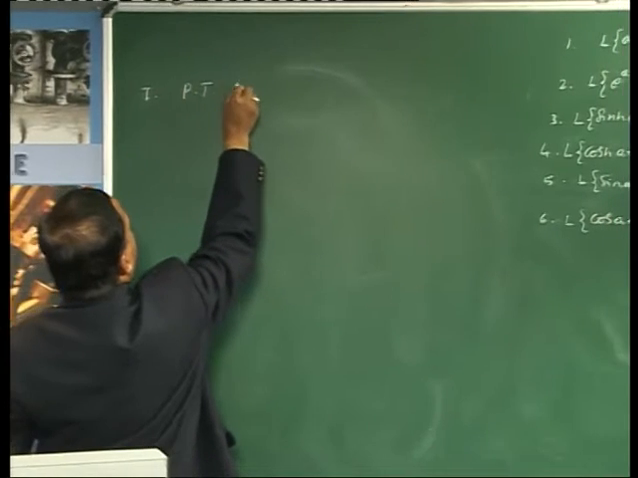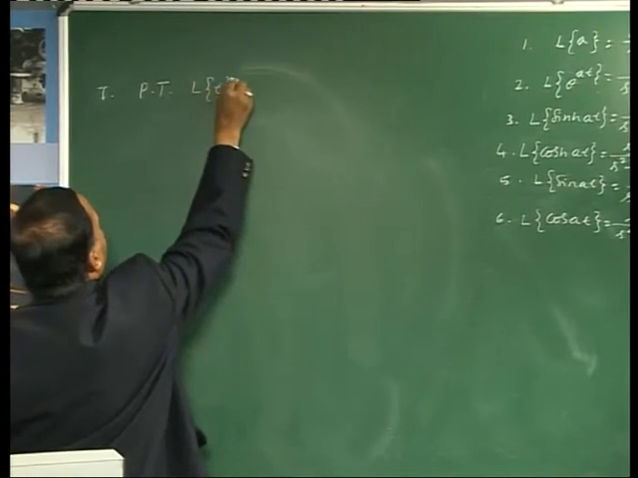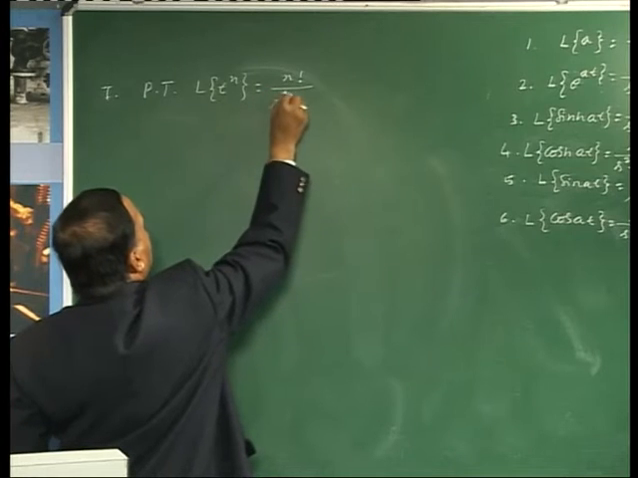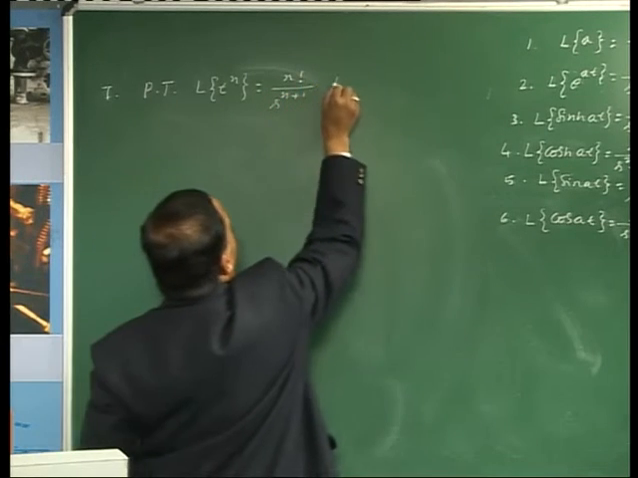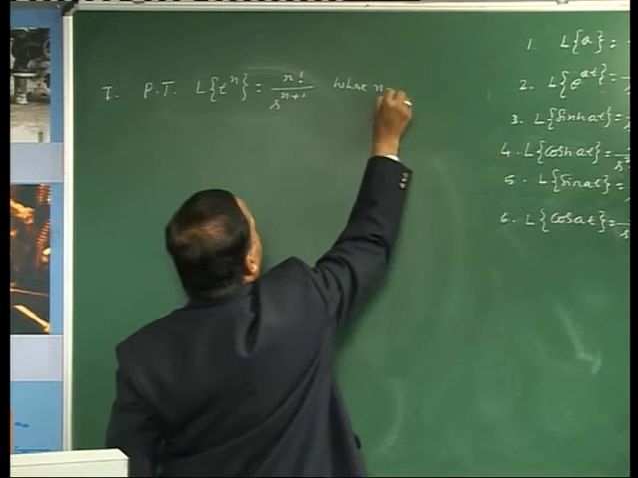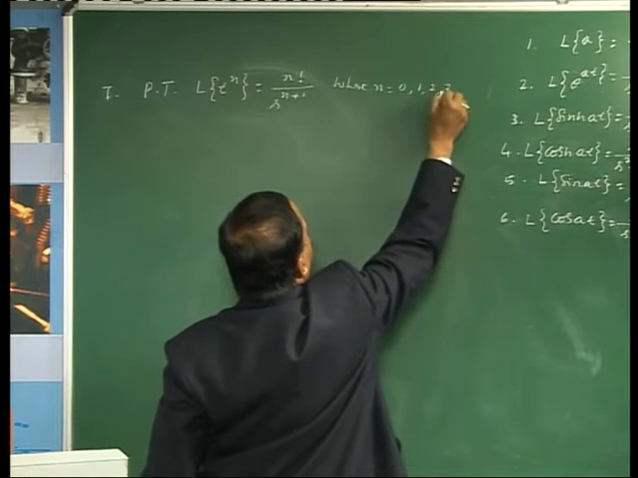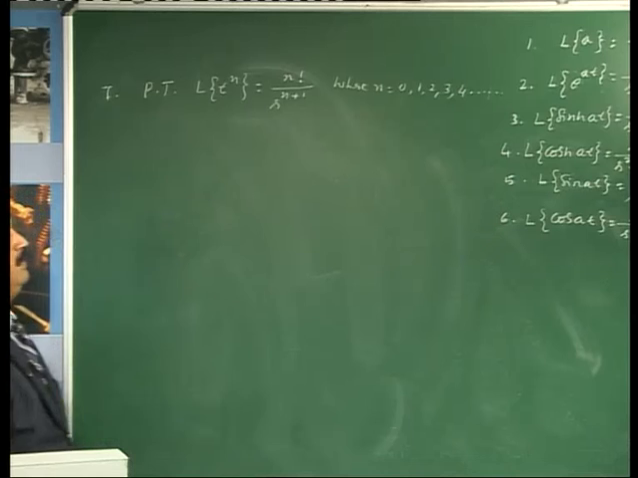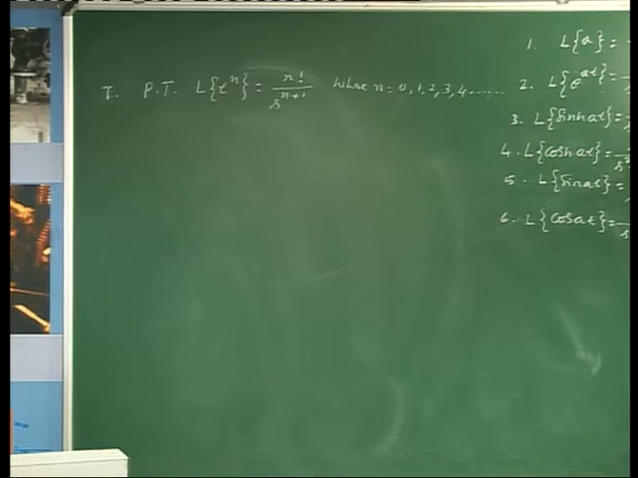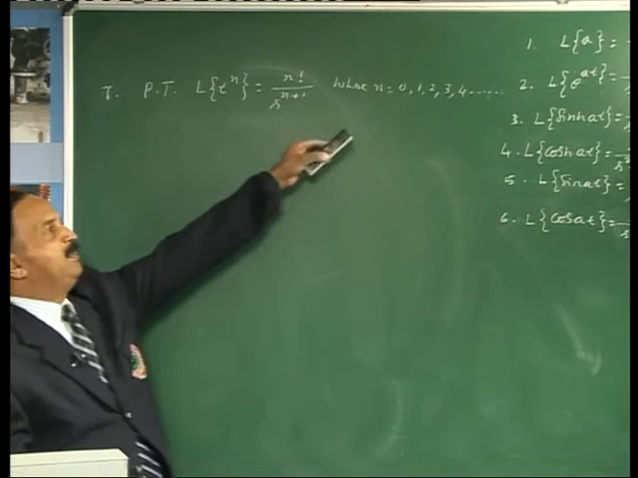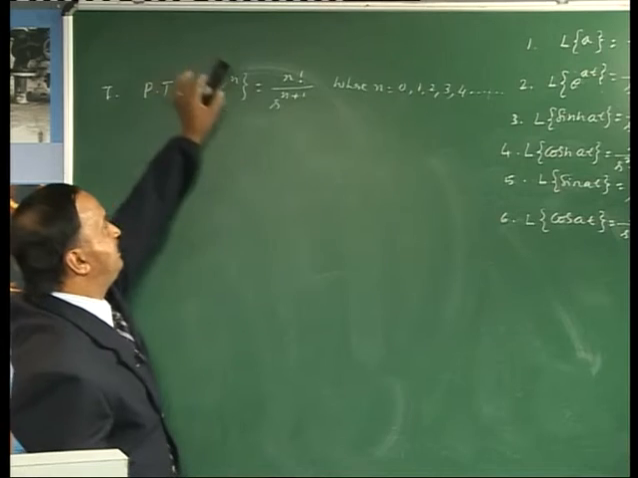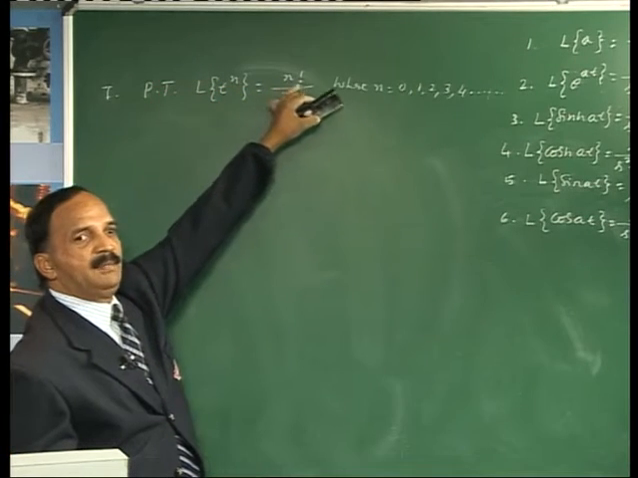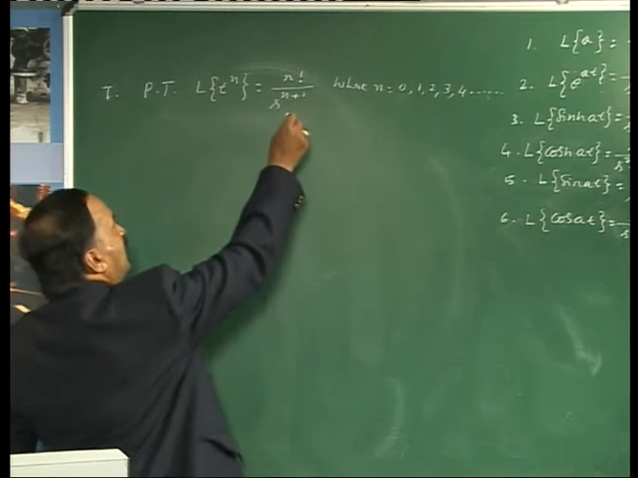Prove that L of t to the power of n equals n factorial divided by s to the power of n plus 1, where n is equal to 0, 1, 2, 3, 4, 5, etc. That means n is a non-negative integer, a positive integer including 0 also. So prove that L of t to the power of n is n factorial by s to the power of n plus 1.